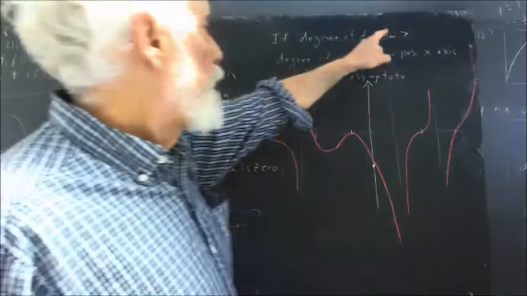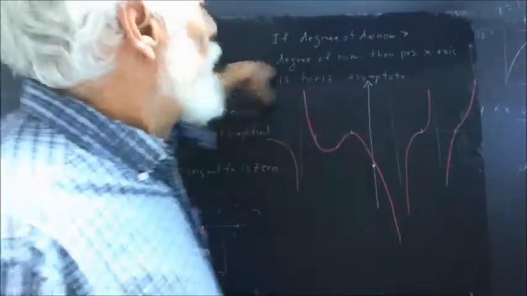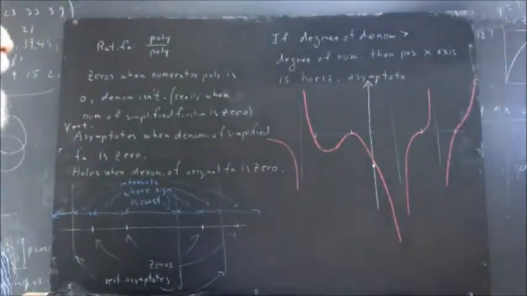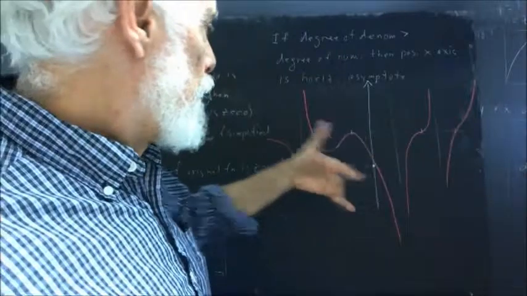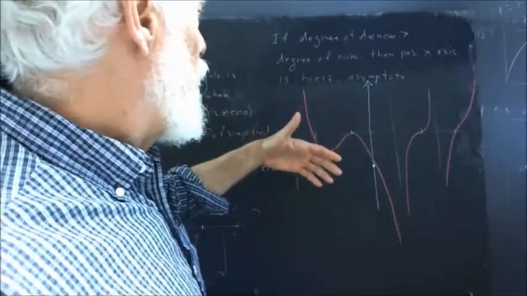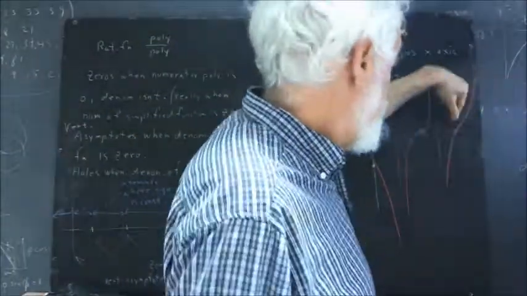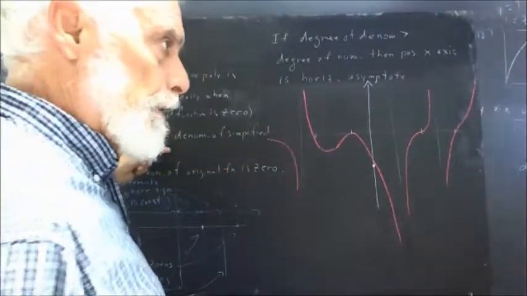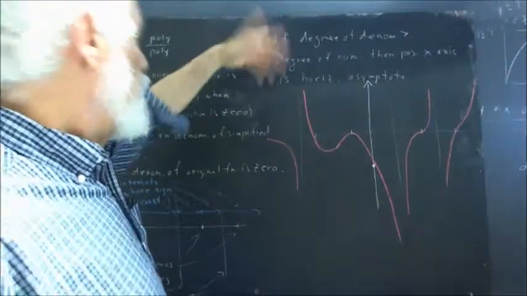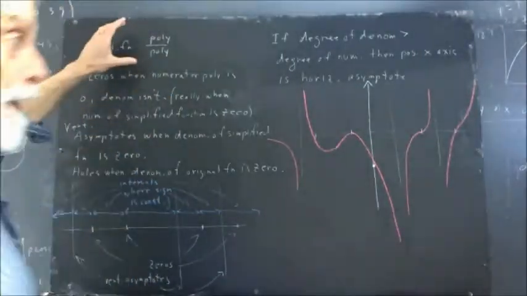Now, if the degree of the denominator is greater than the degree of the numerator, then also the x-axis is going to be a horizontal asymptote. If not, then you're going to have to worry about what happens to the side of the function as you go to the right of the greatest 0 or asymptote, or to the left of the least 0 or asymptote, and determine whether the function goes to infinity or negative infinity at that point, much in the same way you would for a polynomial.